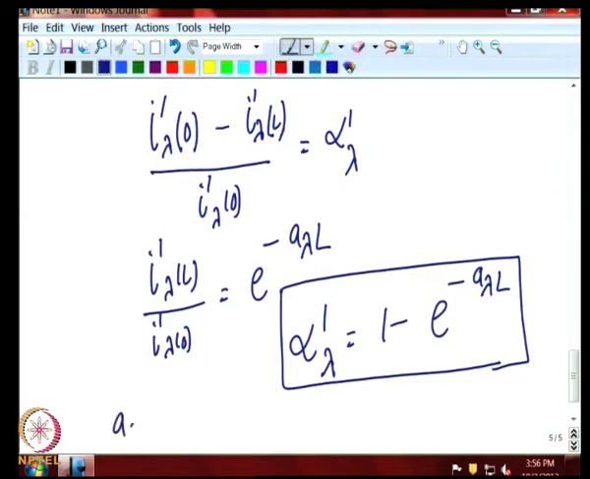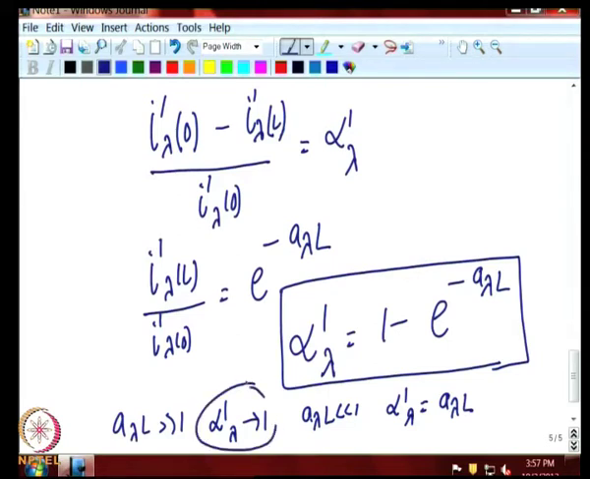So, when a lambda L is much greater than 1, alpha prime lambda approaches 1, and when a lambda L is very, very small, alpha prime lambda is equal to a lambda L. So, this is a very important result, that in the thick limit all gases, their directional spectral absorptivity approaches unity, and in thin limit it is very small, equivalent to a lambda L. If a lambda L is very, very small, it approaches 0.